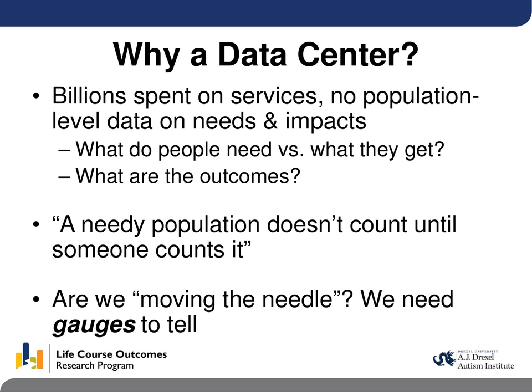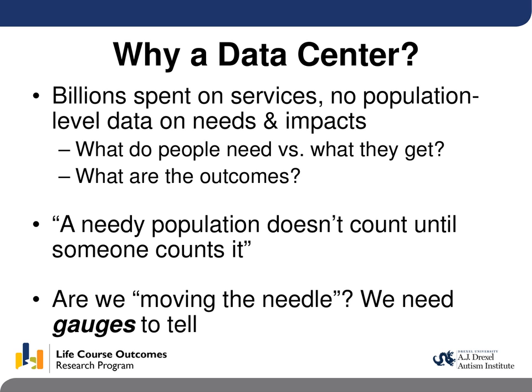But basically, the general concept began with the realization that we spend billions of dollars on services and on research on autism, but we have very little in the way of population-level data on what this population needs or what the impacts are of all that money that's being spent on services. It would be a little bit like if somebody asked you to run a multi-billion-dollar corporation, but there were no balance sheets. There were no indicators at the organizational level to tell you how much money was being spent on exactly what and with what impact.